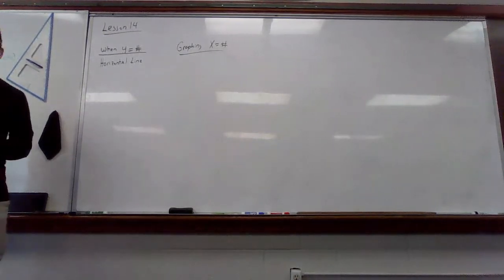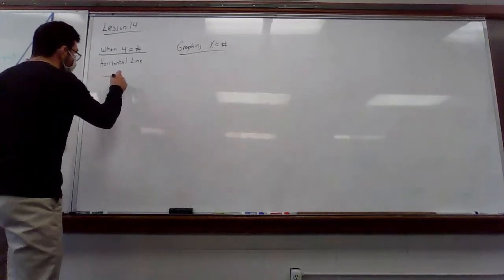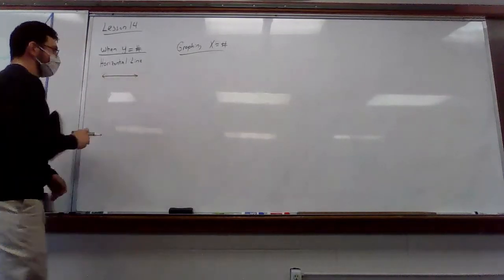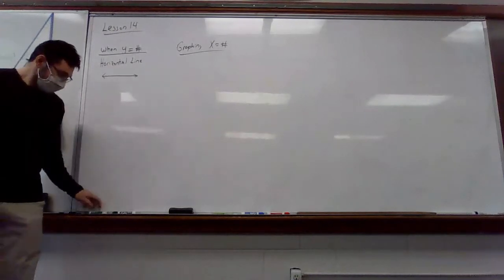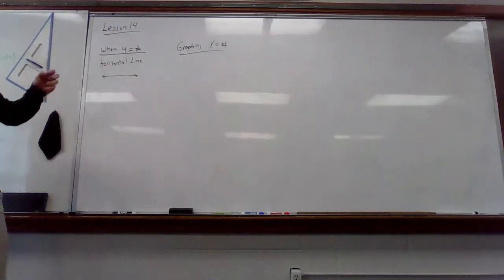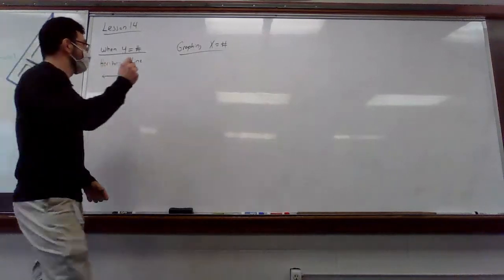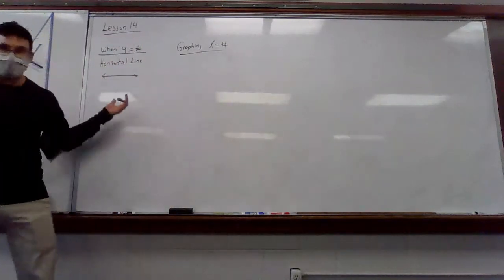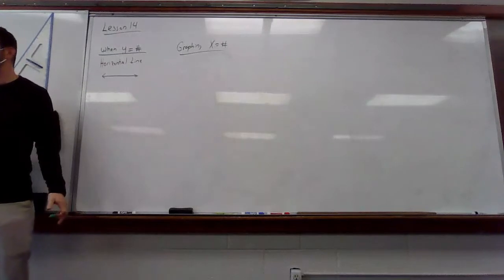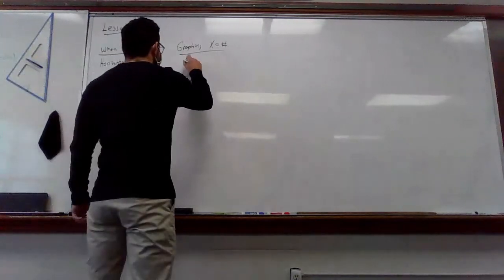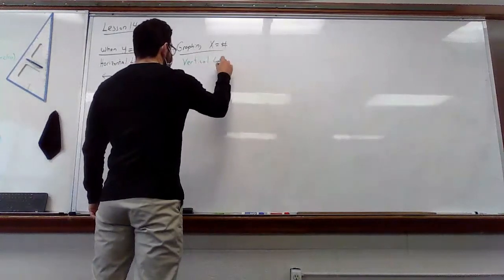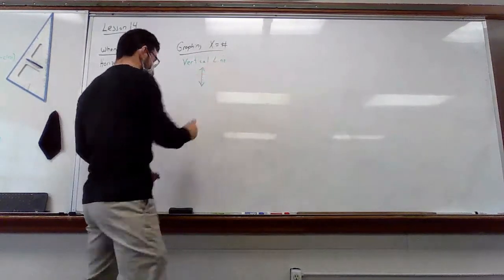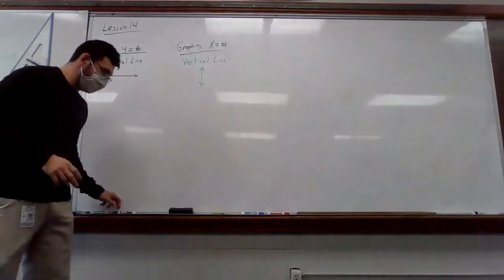It'll be a horizontal line. Horizontal is a line that goes directly left and right. Graphing x equals a number. Anybody want to take a wild guess? This is a horizontal line. What do we think that one's going to be? Vertical. Vertical line, which is up and down. And I'm going to explain why right here. Here we go.